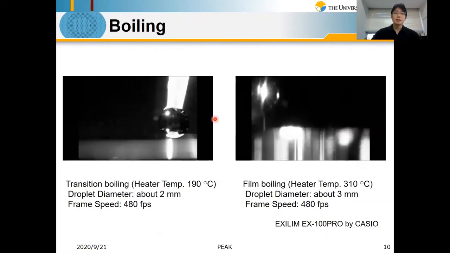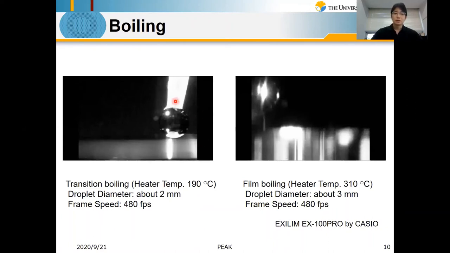The left side movie is the case where the hot plate temperature was 190 degrees C. This is a region of transition boiling. The speed of the movie is 480 frames per second. This means it is 16 times slower than normal speed.